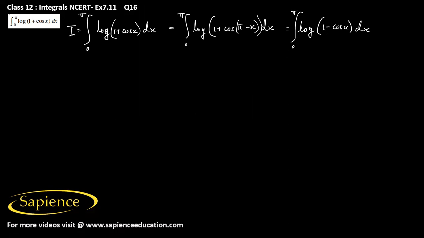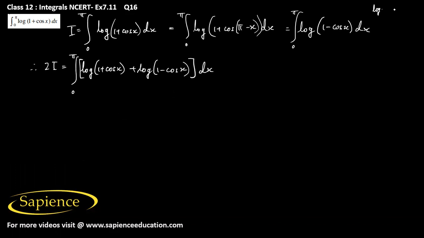So integral I, we can write it as log of 1 plus cos x dx, or we can write log of 1 minus cos x dx. Therefore, if we add the two integrals, we will get I plus I, which is 2I. So that will be equal to the integral from 0 to pi of log of 1 plus cos x plus log of 1 minus cos x dx. Now we know that log m plus log n is equal to log of m into n.